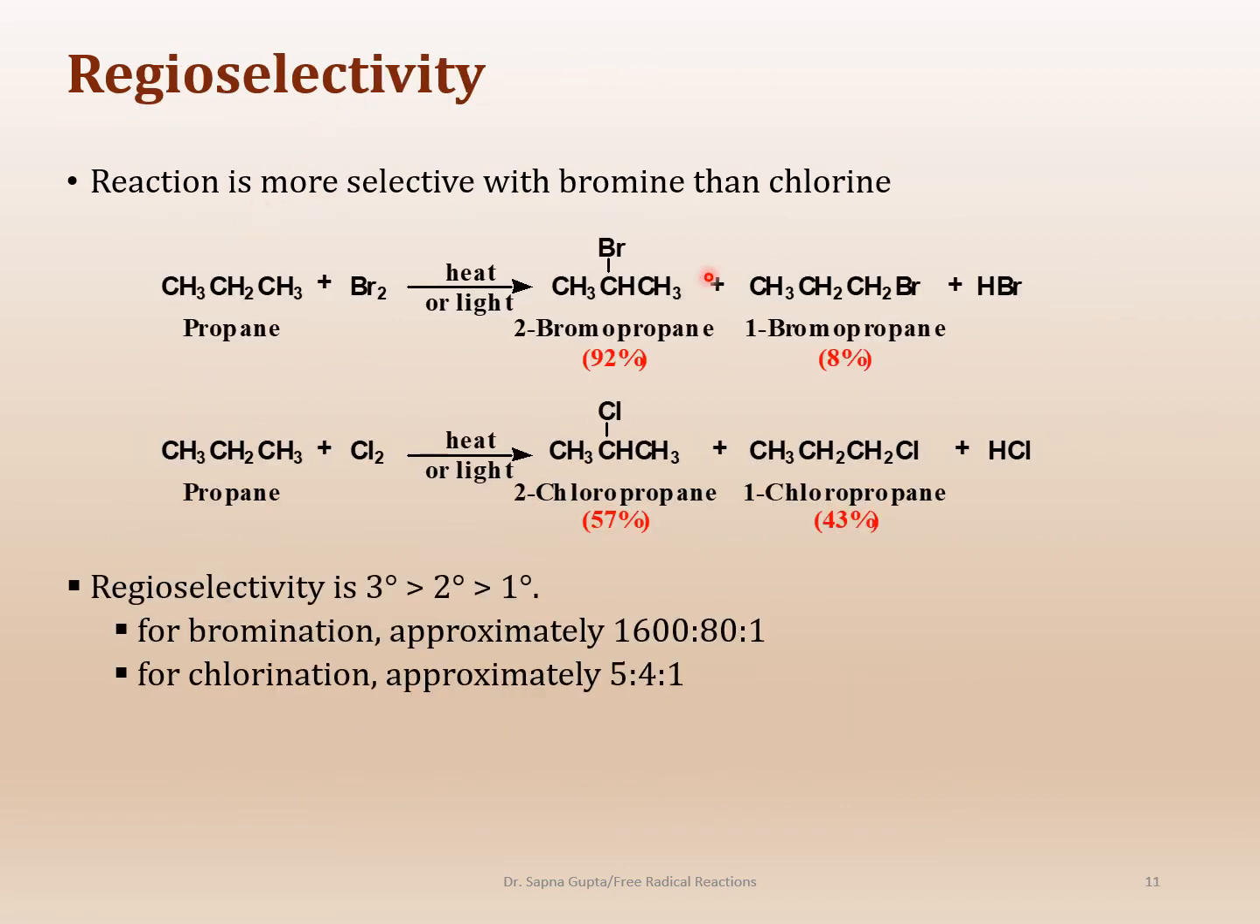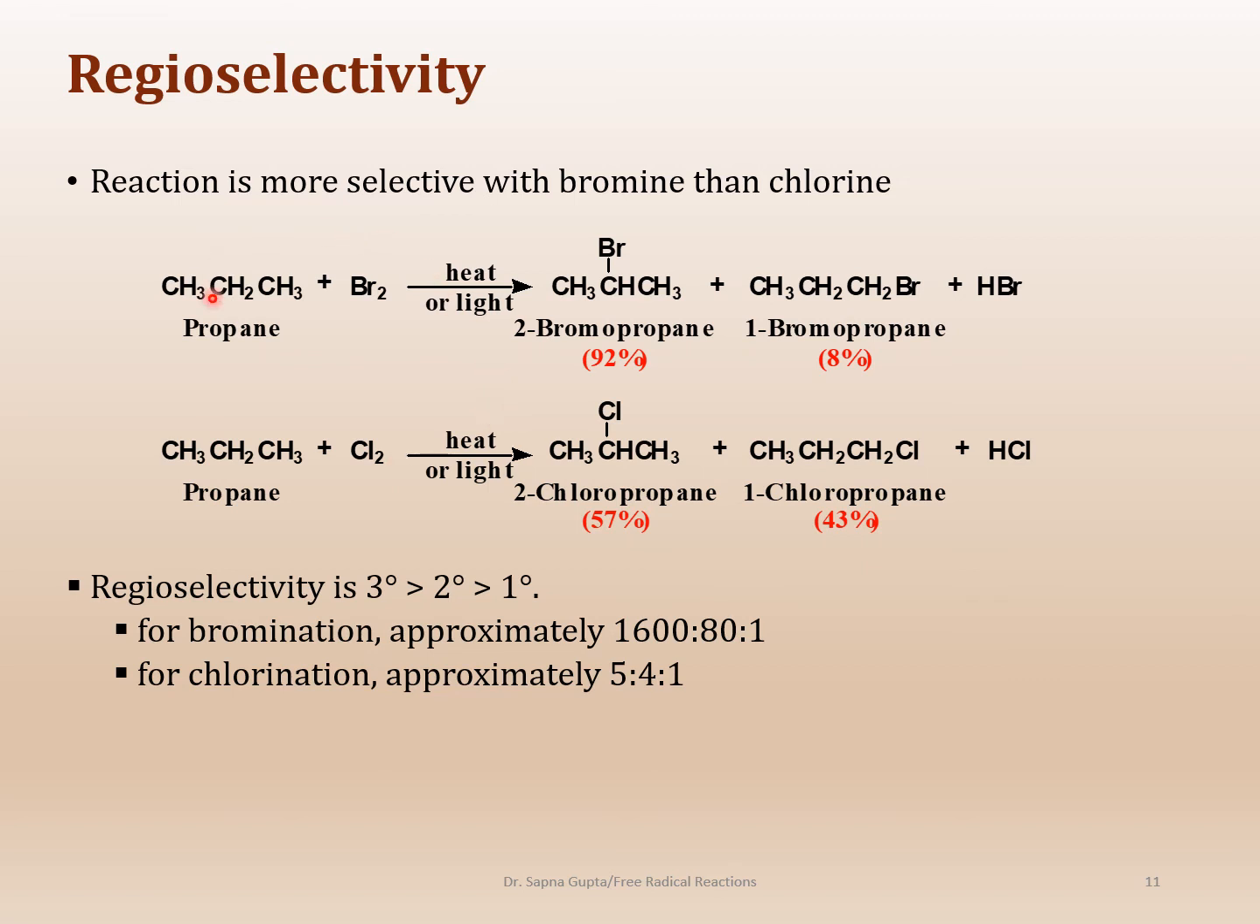And then there is a case of regioselectivity, which I also mentioned a little bit before, about bromine and chlorine and how bromine is a little bit more selective because it's a slower reaction. So it's a little bit more selective than chlorine is. So for example, let's look at the reaction of propane with bromine and chlorine.